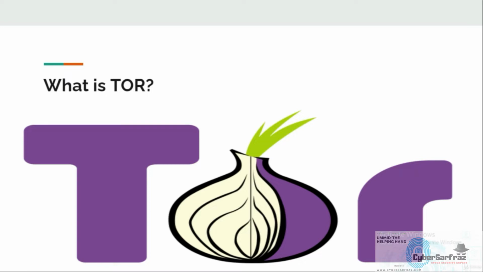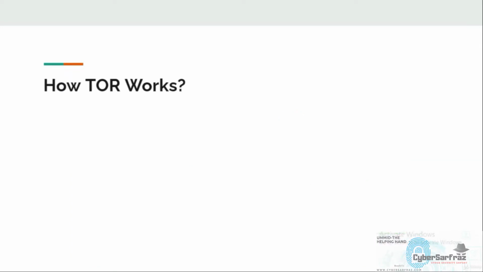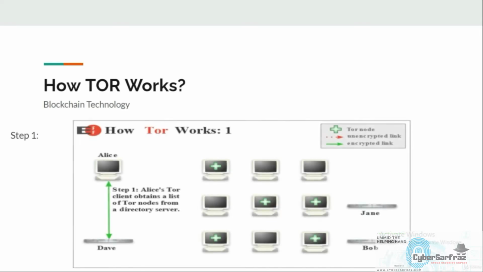In Android, you can find it as Orbot, ORBOT, easily from the Play Store, and in the case of iOS, you can find Onion Browser from the App Store. So how exactly does Tor work? Tor keeps its users anonymous using the blockchain technology. Blockchain technology is also used in the transfer of digital currencies like bitcoins to make transactions untraceable.